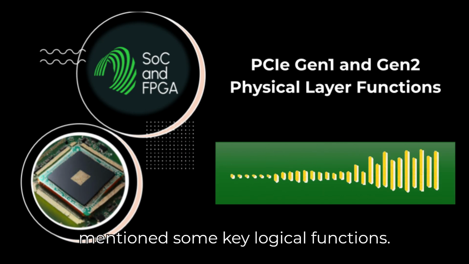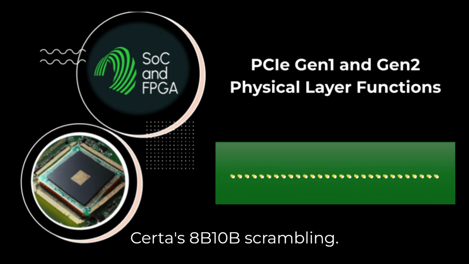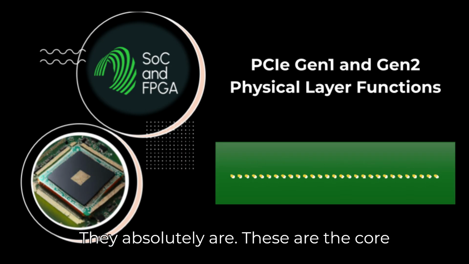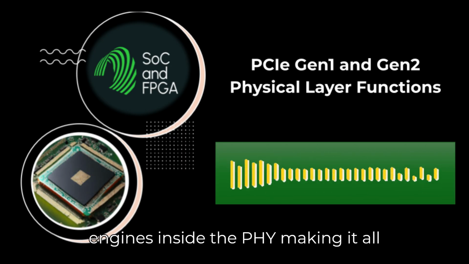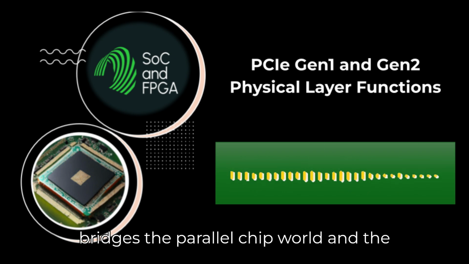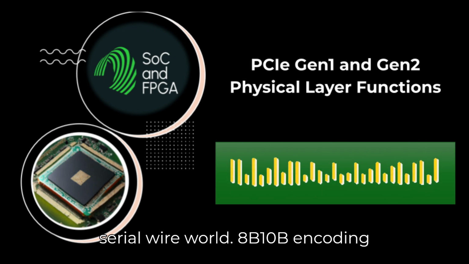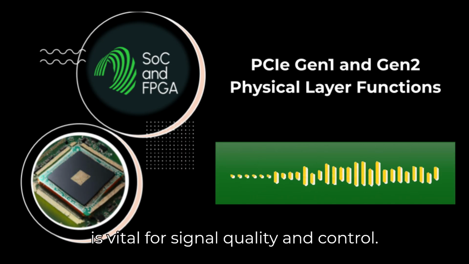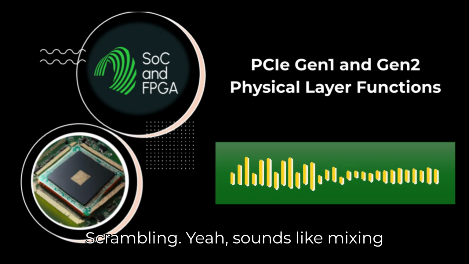Okay. Now, you mentioned some key logical functions, SerDes, 8b/10b, scrambling. Let's unpack those. They sound crucial. They absolutely are. These are the core engines inside the PHY making it all work. SerDes, serializer/deserializer, bridges the parallel chip world and the serial wire world. 8b/10b encoding is vital for signal quality and control. Scrambling. Yeah. Sounds like mixing things up. Yep.